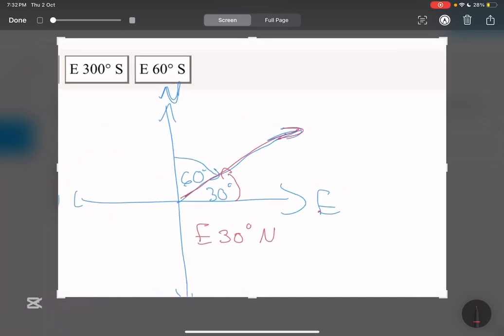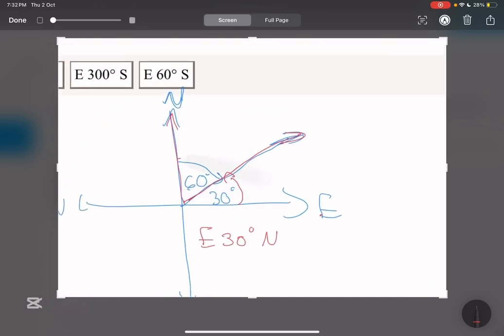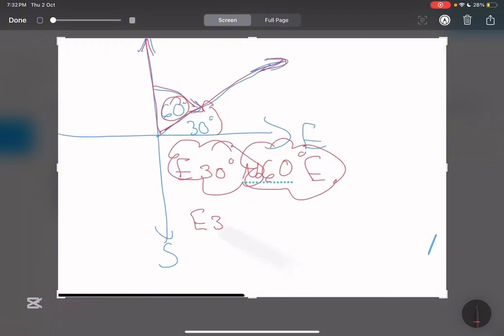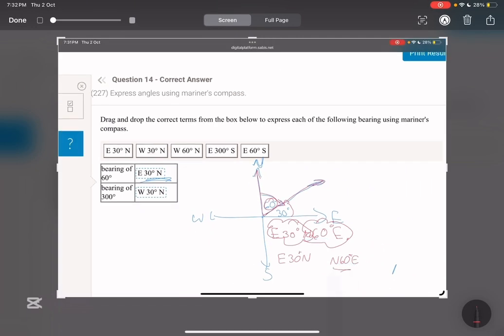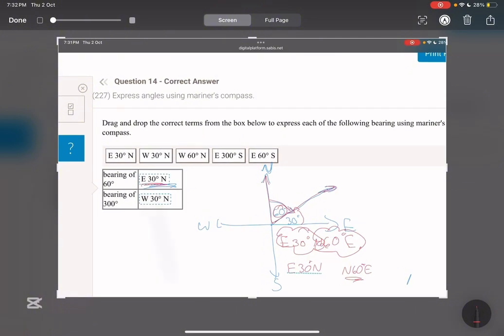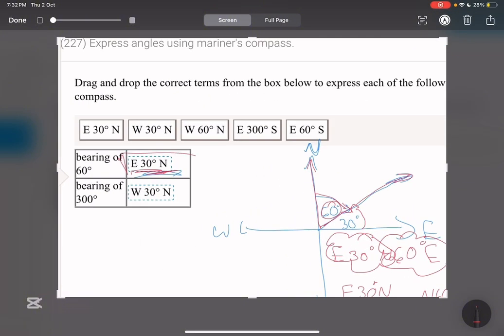Or you can say this is north 60 degrees towards the east. So either or is correct. Either east 30 degrees north or north 60 degrees east. But here they did not give us north 60 degrees east, they only gave us east 30 degrees north. So we're going to put that, and that is the correct answer.